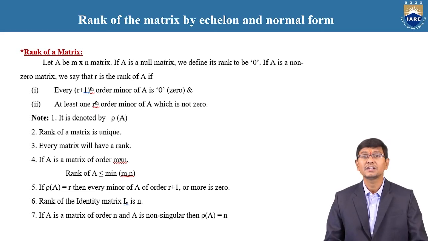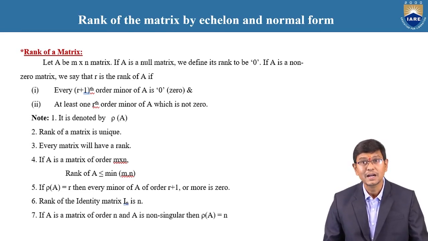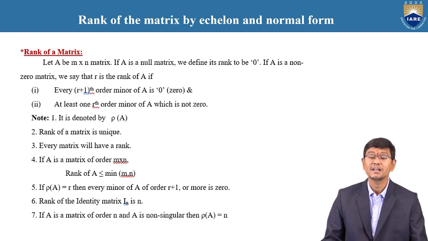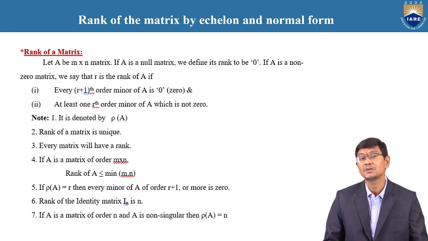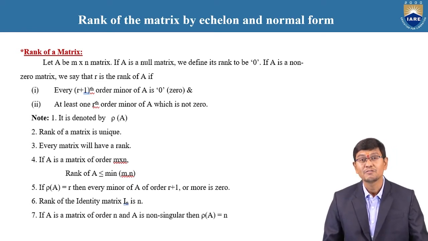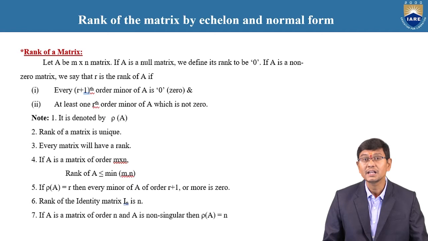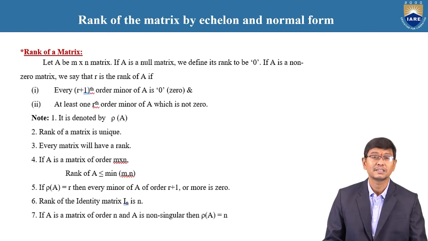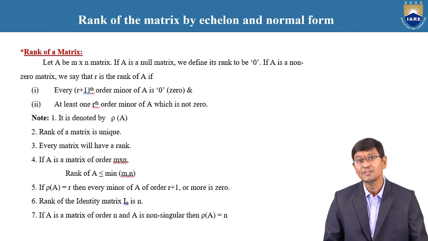And one other condition: the rank of the identity matrix In is always n. That is, whenever the given matrix is a unit matrix, it depends on the order of the unit matrix. For example, I2 is a matrix of order 2, so its rank is 2, and for the unit matrix of order 3, the rank of the matrix is 3. That is, the unit matrix of order n has rank n.